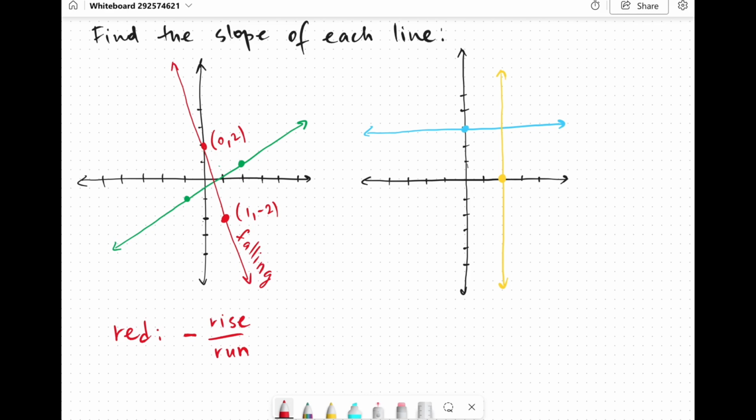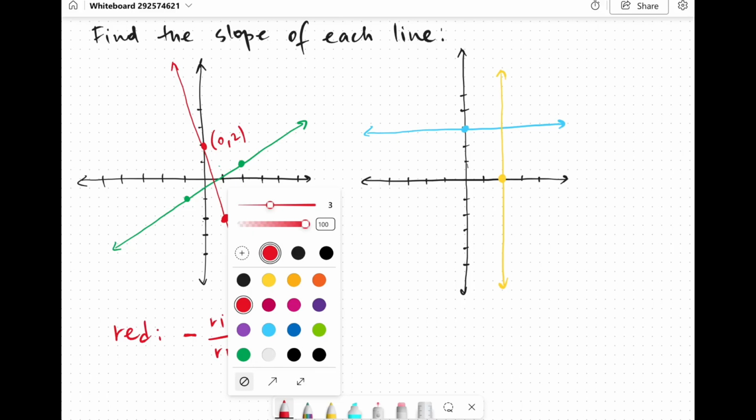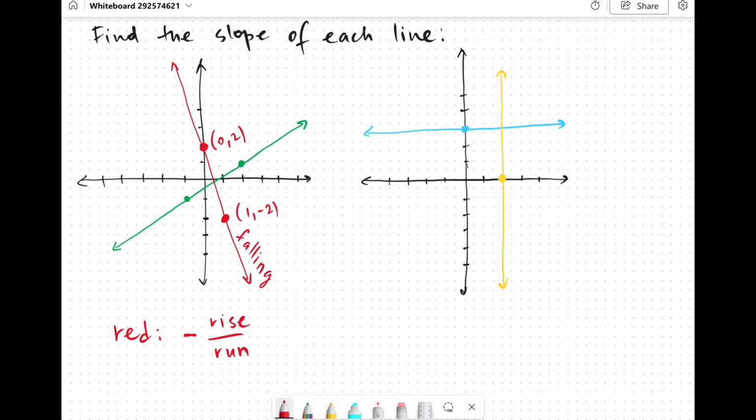So I'm going to start at any of the 2 points that I have on my red line. I'm just going to start at the top one. It does not really matter where you start. And I'm going to count how many units it takes me to get to the level of the second point. So that's 1, 2, 3, 4 units. That means my rise is 4. So negative, remember, falling line, negative 4 is the rise. And then how many units does it take me to travel to get to the second point? And that's 1. So -4 over 1, or simplified as -4. That's it, that's your slope.